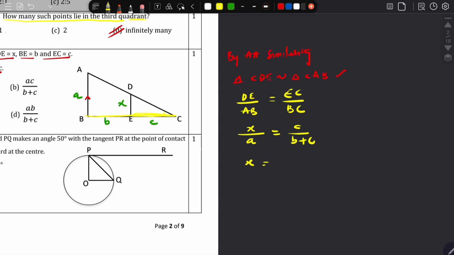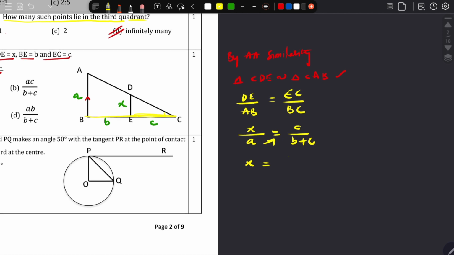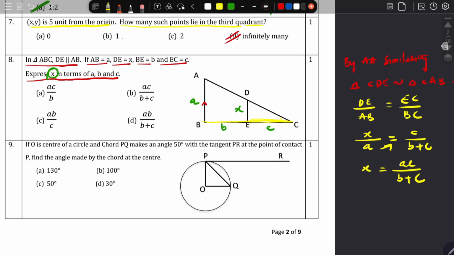Therefore x is equal to, by cross multiplying, a into c divided by b plus c. So which option is correct? a into c by b plus c. We can say option B is the right answer.